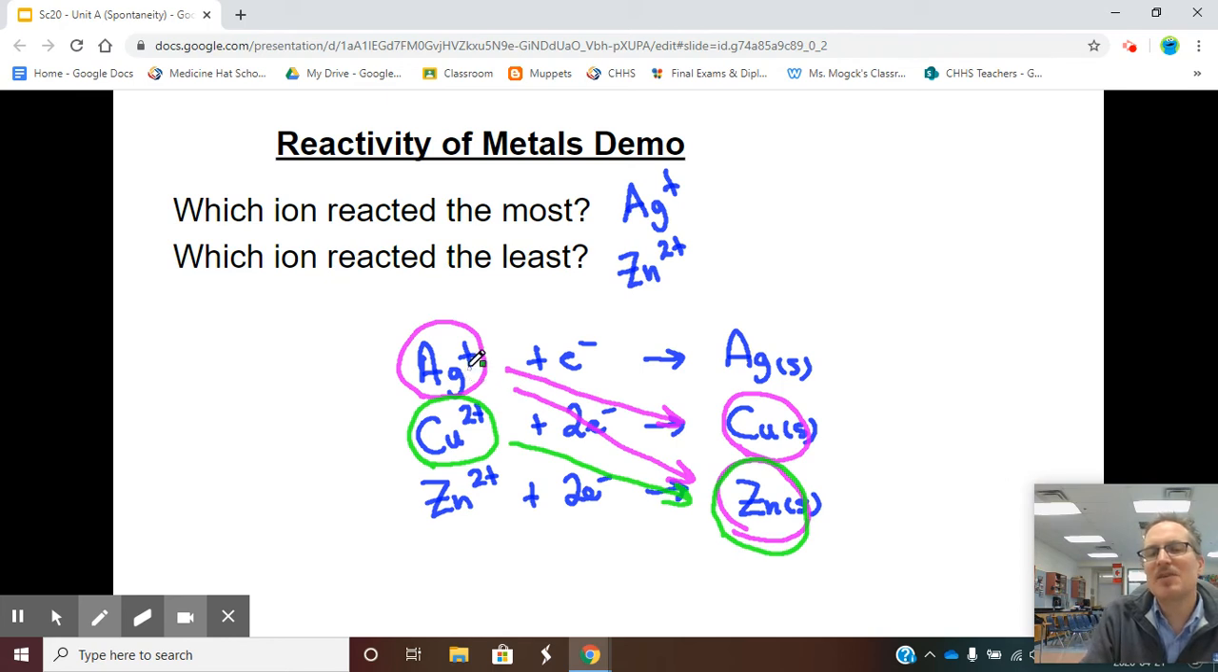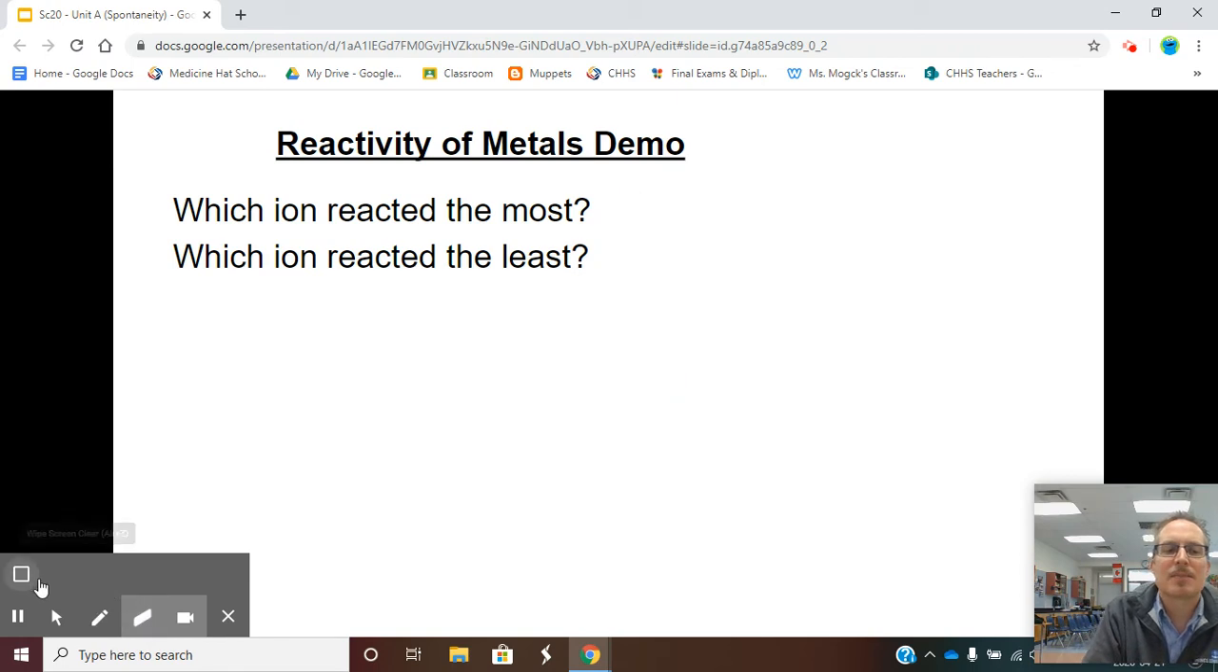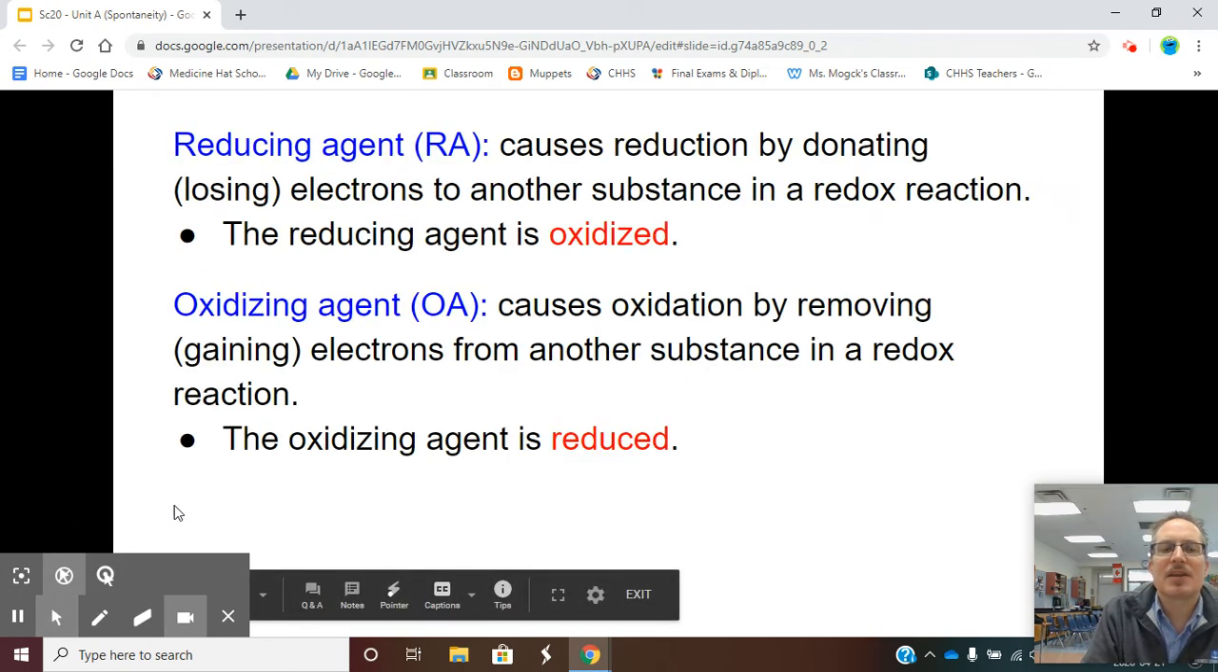It seems like if you're up high on the left, you react with some piece of metal below it on the right, there's going to be a reaction. And that is what the rule is. If it is downhill, when you read left to right, if you read and it's going downhill, there's going to be a reaction. And we call that spontaneous. So let's take a look at this.